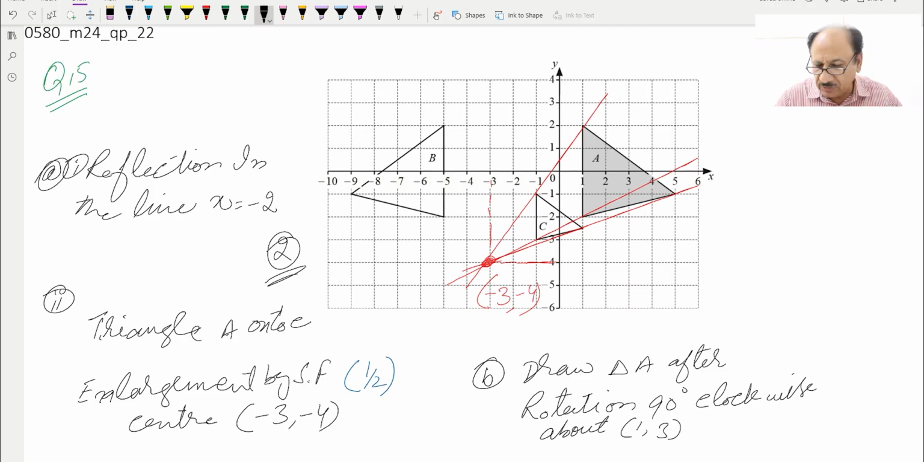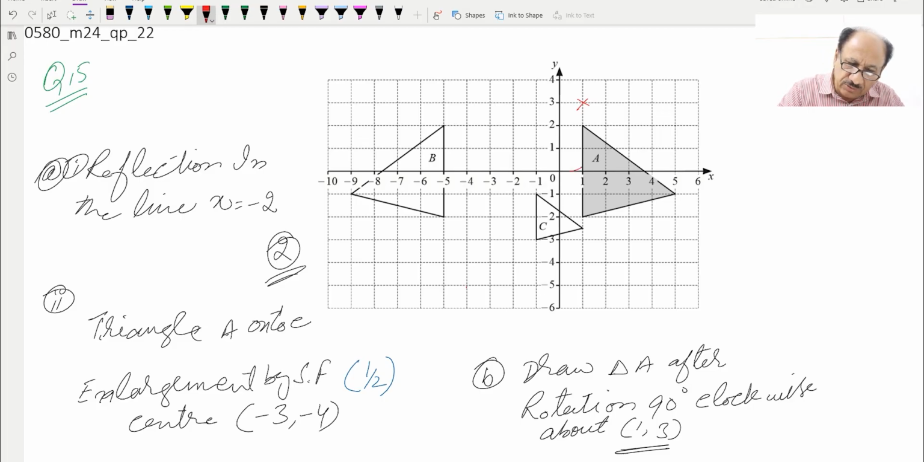About 1 and 3, this is the center of rotation, which is also provided. We can draw this triangle, and first of all we'll go to the center. I'll erase the previous part's drawing, and we can go to 1 and 3. This point will be 1 and 3. Now we have to rotate this triangle, which is A. We need to rotate this clockwise, so it means we will be turning it to this side, and this is the y-axis.